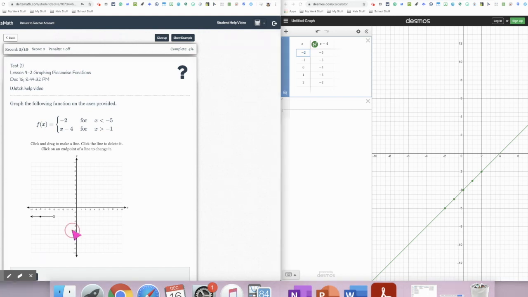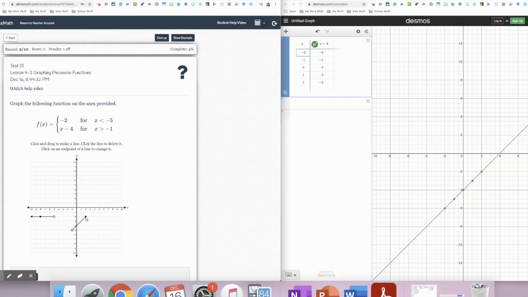I'm going to click and I'm going to start dragging my other points. We have 0, -4. We have 1, -3. We have 2, -2, and so forth. It's going to keep going and going, right? So just like before, when I start with that x value of -1, that x value is not included. So I'm going to open that circle up.